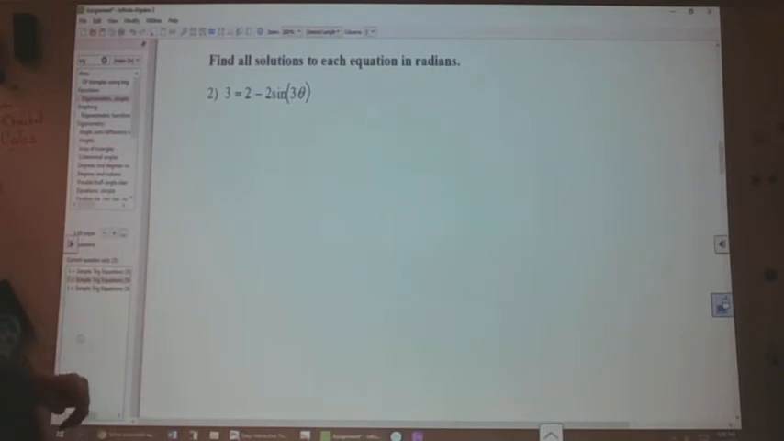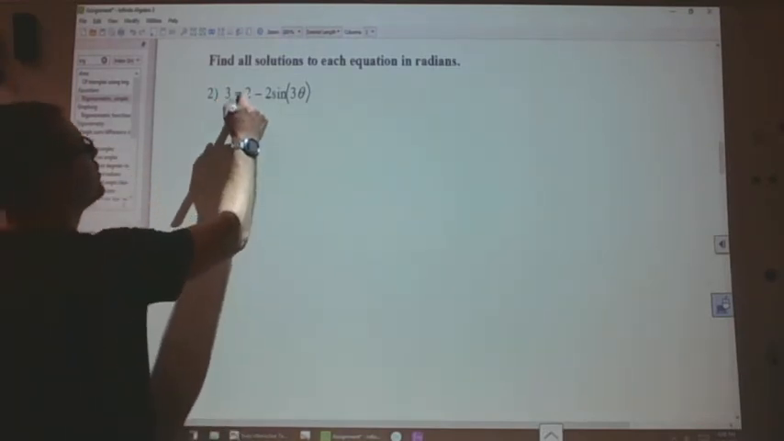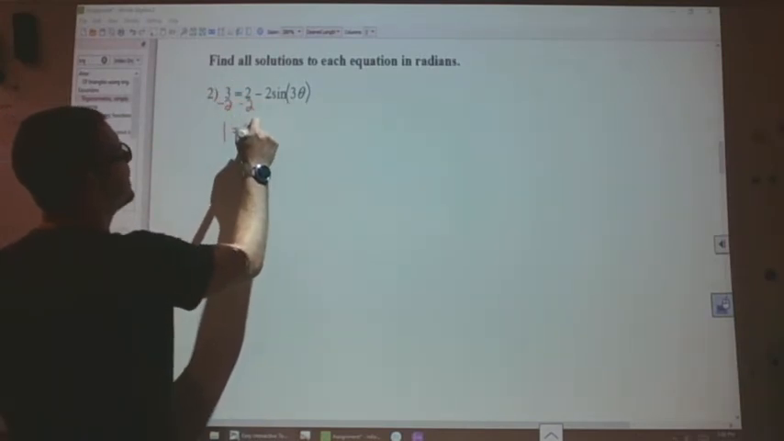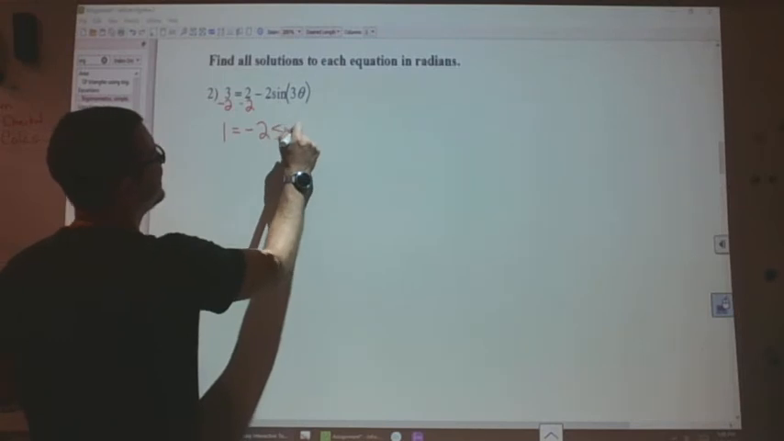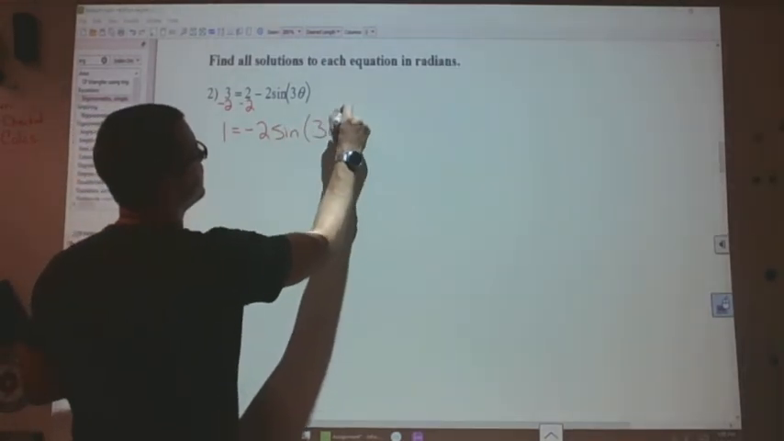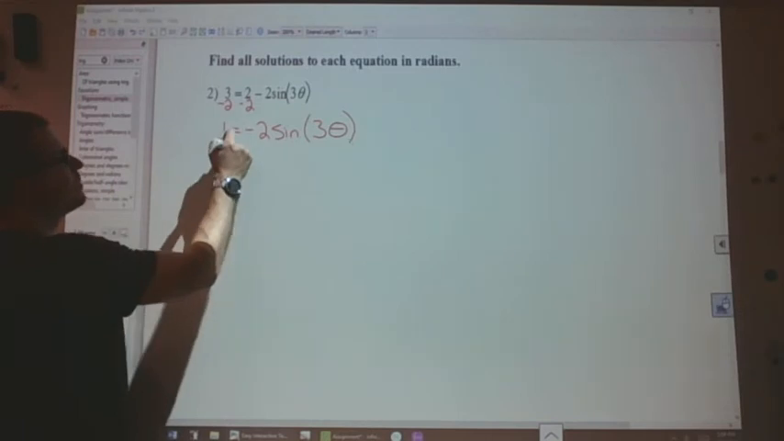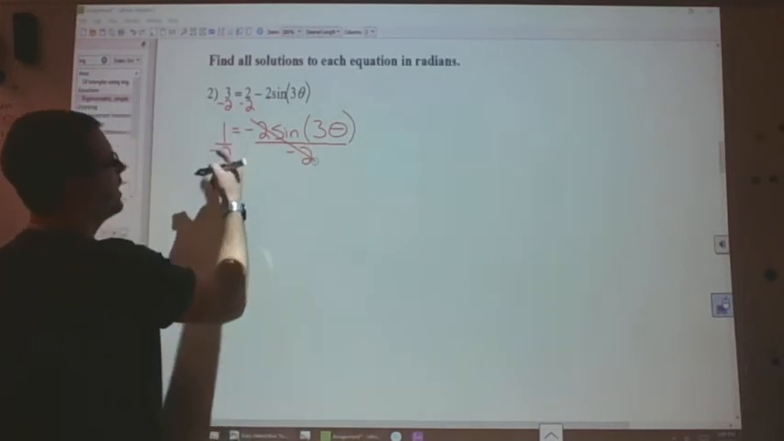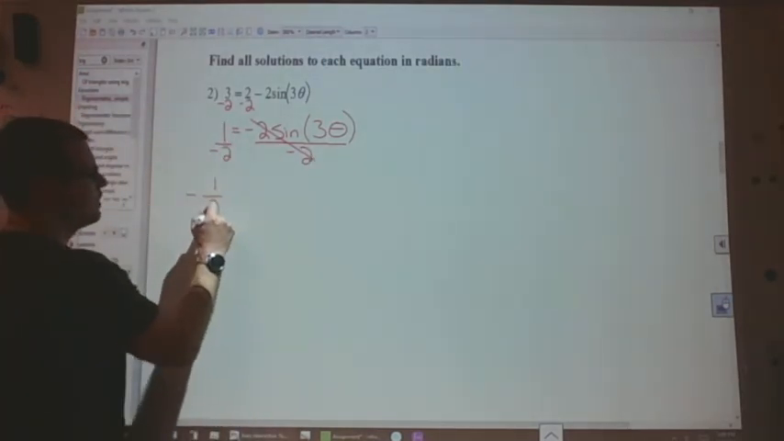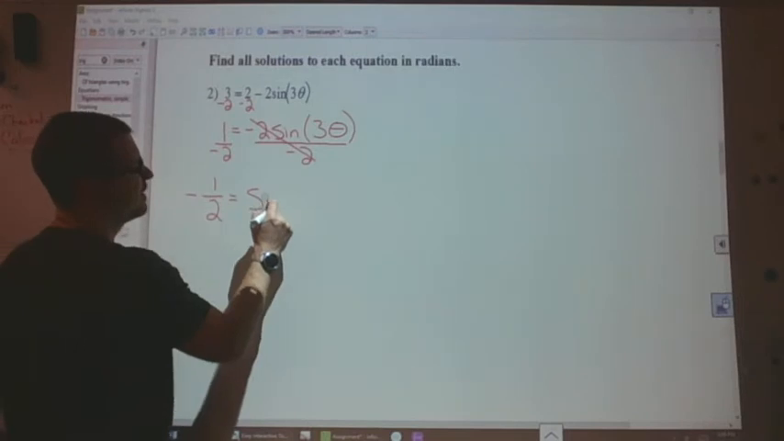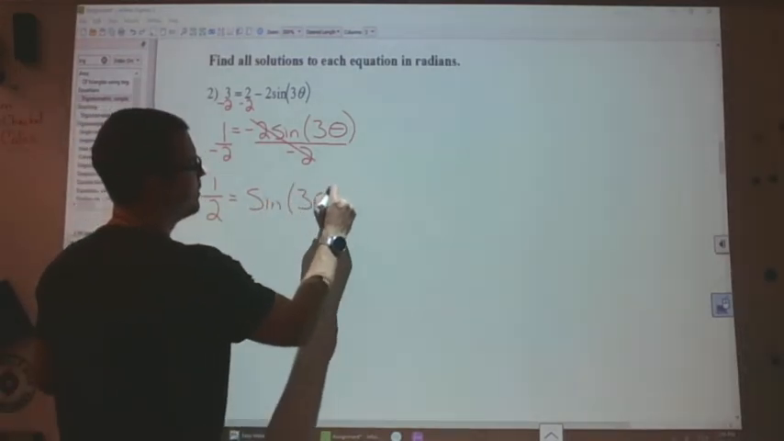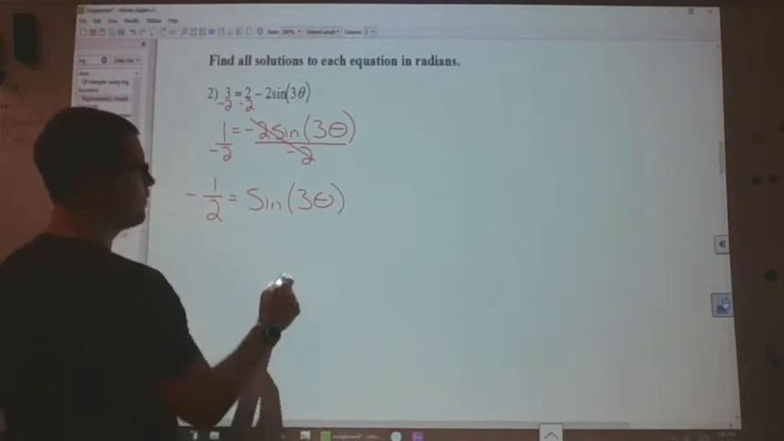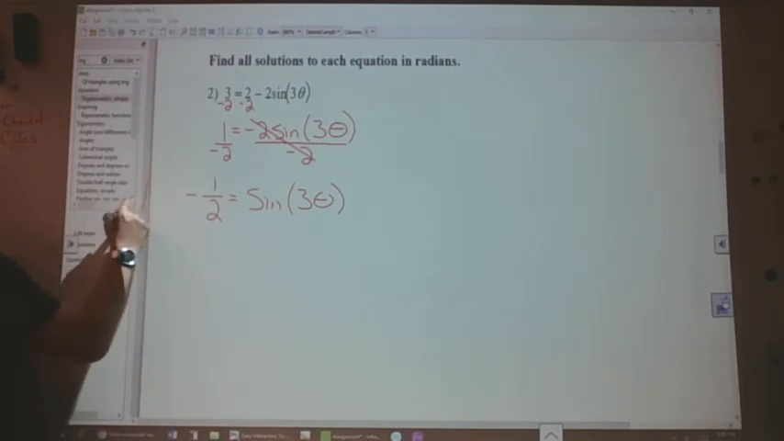So we're going to start by isolating, subtracting the 2 on both sides. Now I have 1 is equal to negative 2 sine of 3 theta. I'm going to divide by the negative 2, which cancels here. So now I have negative 1/2 is equal to the sine of 3 theta. That's the isolate part. So put it over here.